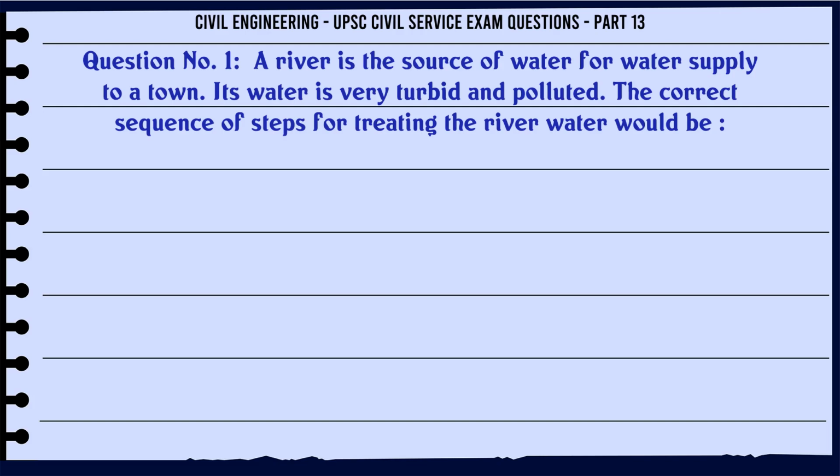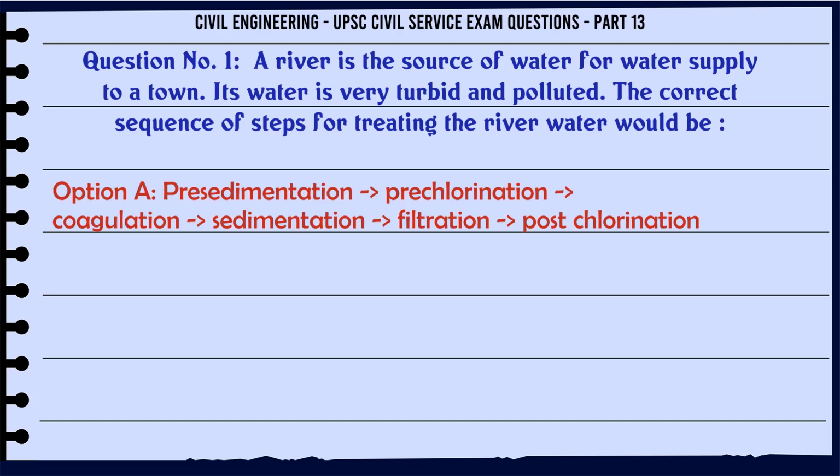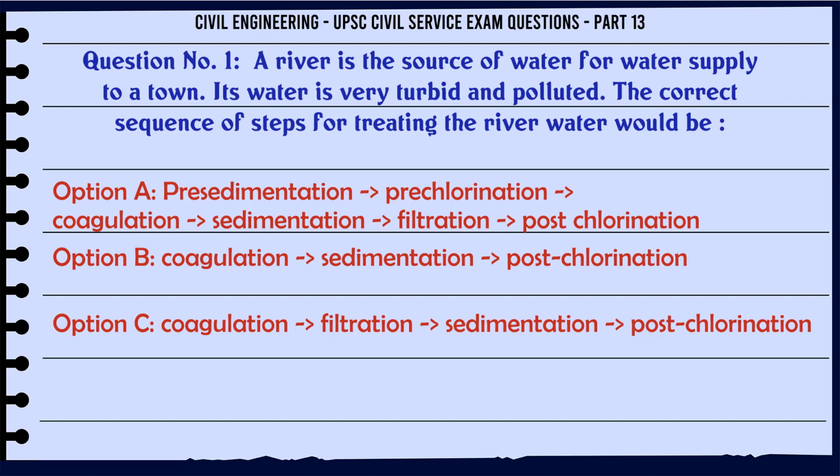A river is the source of water for water supply to a town. Its water is very turbid and polluted. The correct sequence of steps for treating the river water would be A. Pre-sedimentation, prechlorination, coagulation, sedimentation, filtration, post-chlorination.